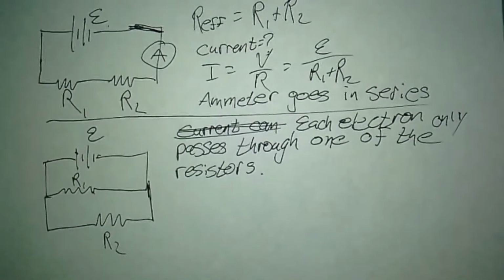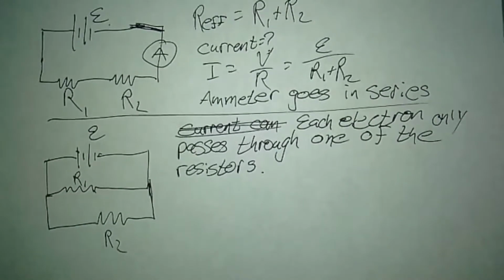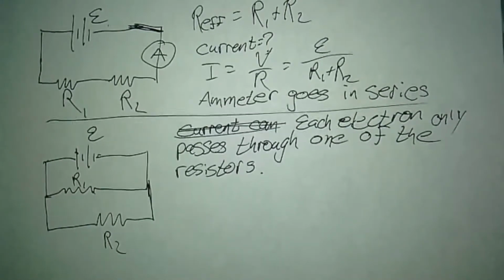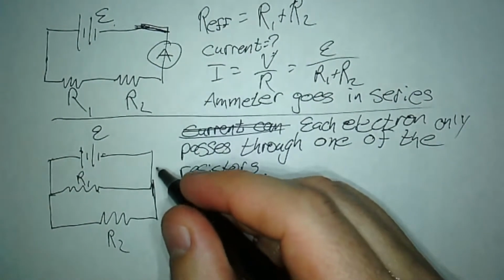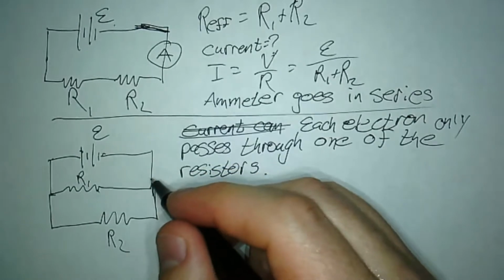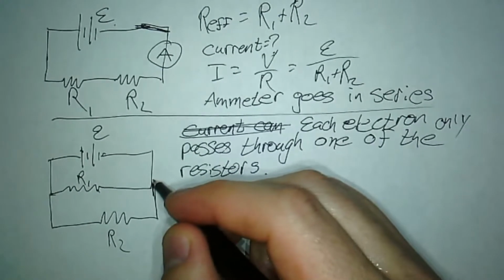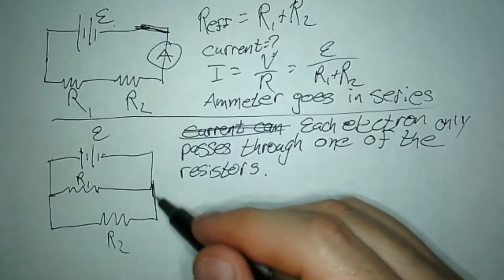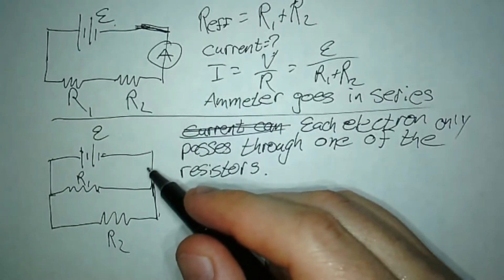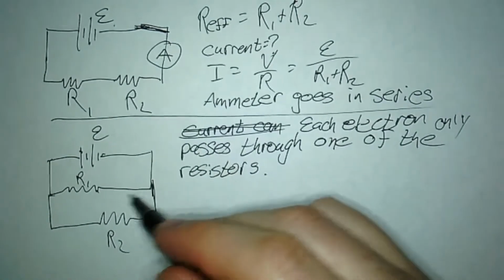So let me clarify what I just said. Each electron can only pass through one of the two. The current actually passes through both, because the current is going to come here and choose. Now, because the current is made up of many, many electrons, huge, absurd numbers of electrons, because they are tiny, the current is going to pass through both, but each electron has to choose.